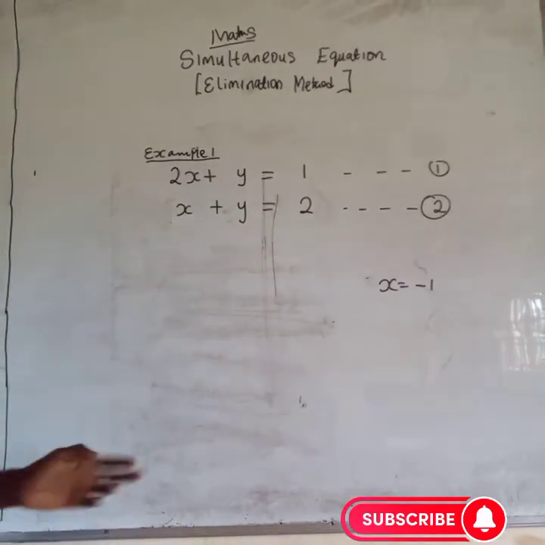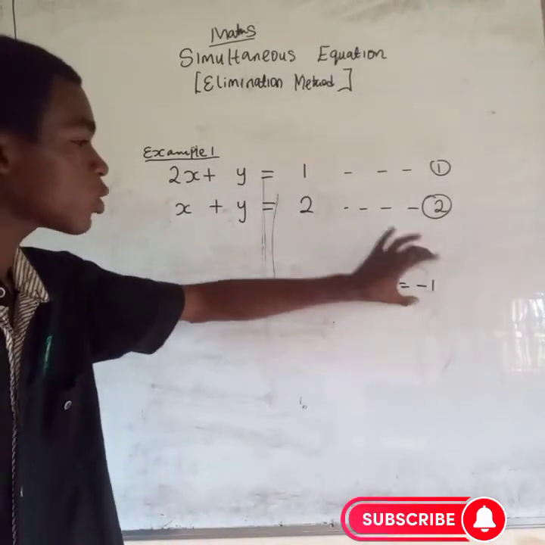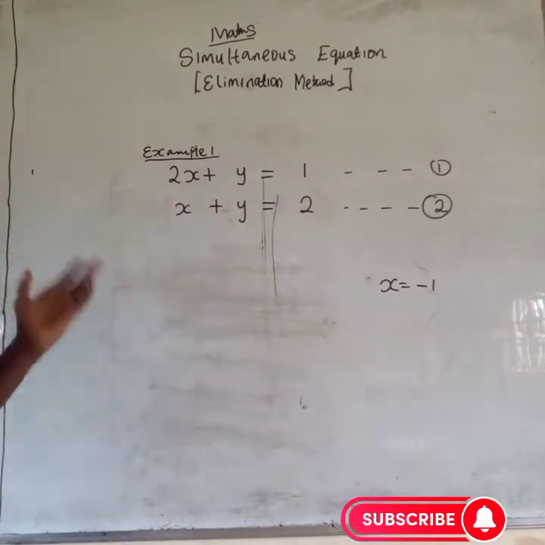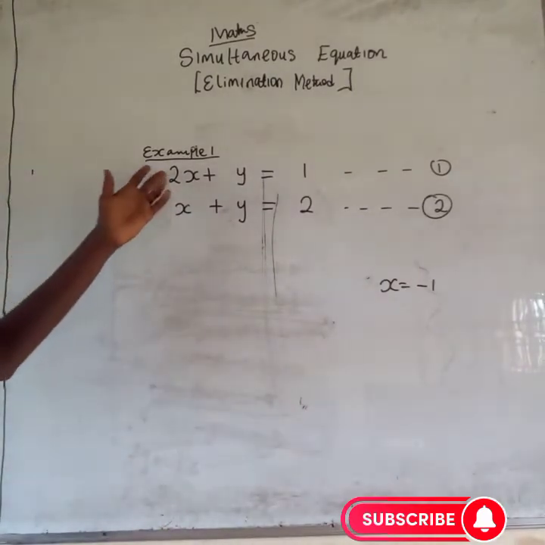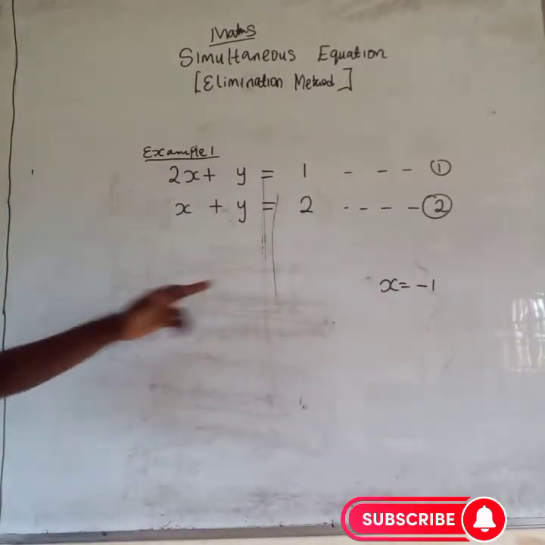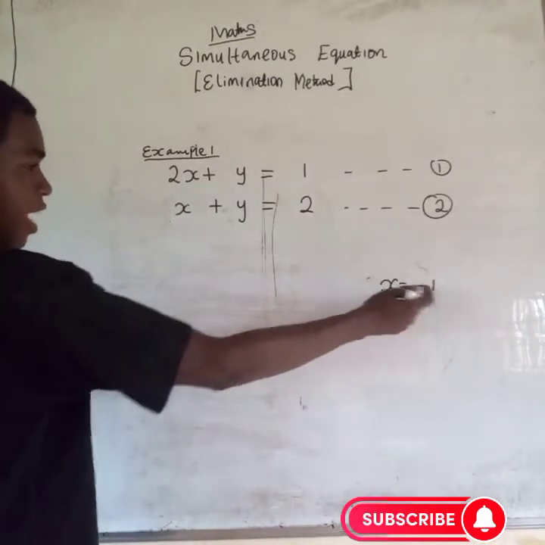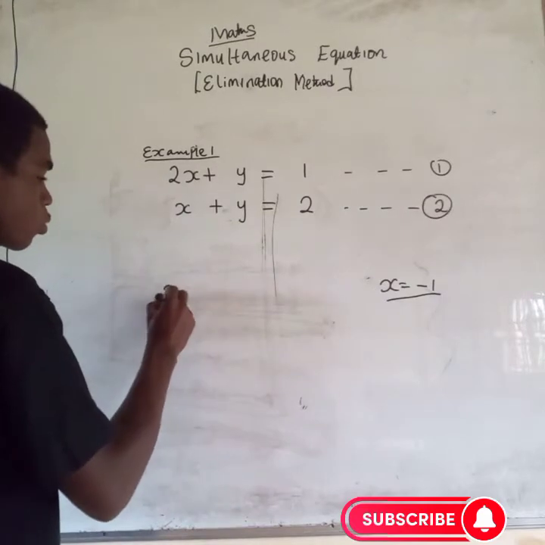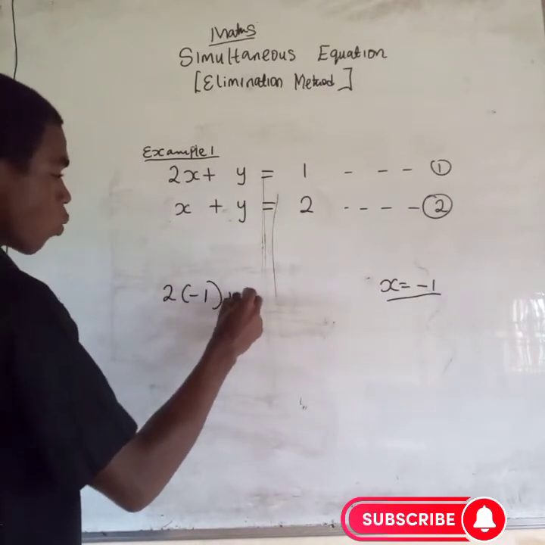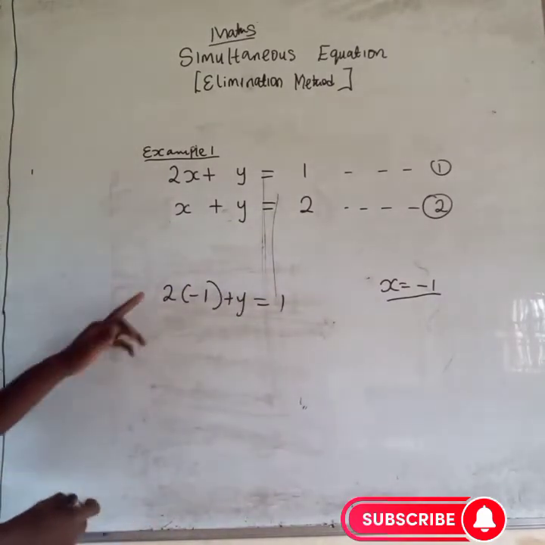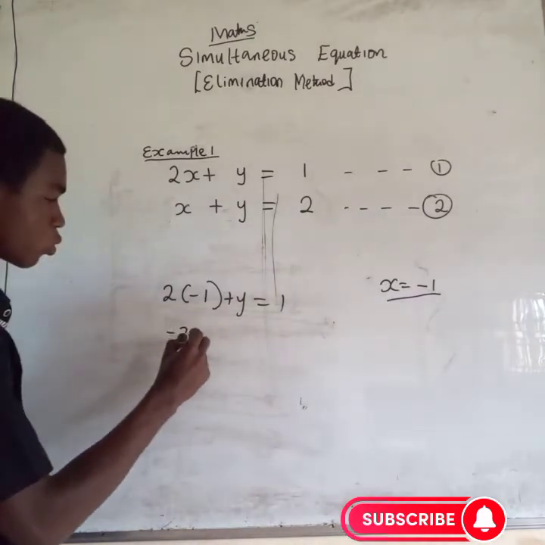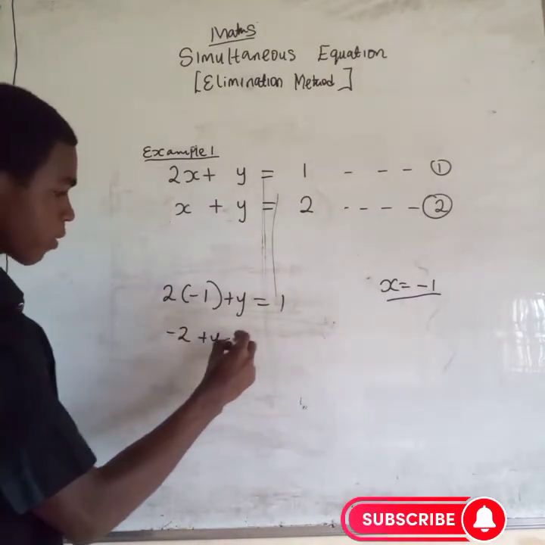That is a long process. What will I do? I just need to substitute this x into any of the equations. If I like, I can put it in equation 1 or equation 2. So let me put it in equation 1. Now, equation 1 is what? 2x. Now, I've gotten x to be minus 1. This becomes 2 bracket minus 1 plus y equal to 1. Right? 2 times minus 1 is what? Minus 2 plus y equal to 1.